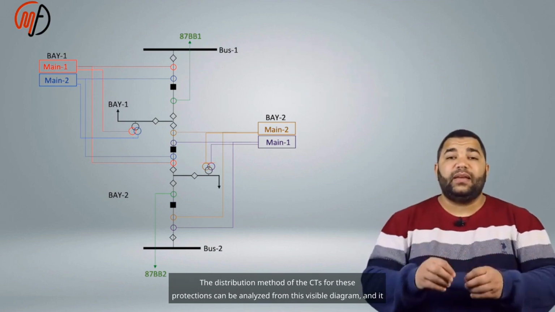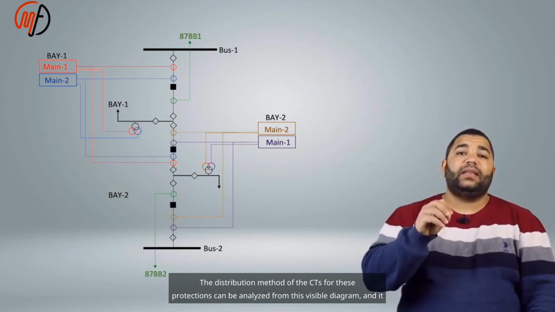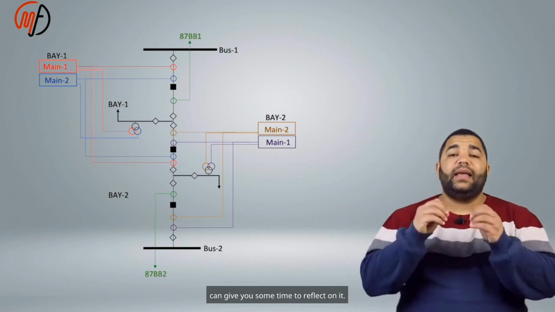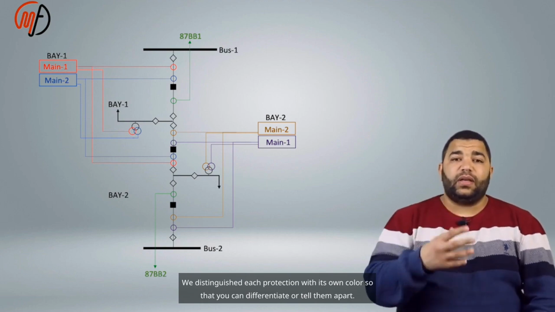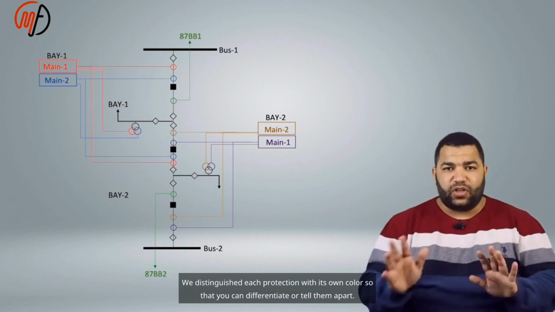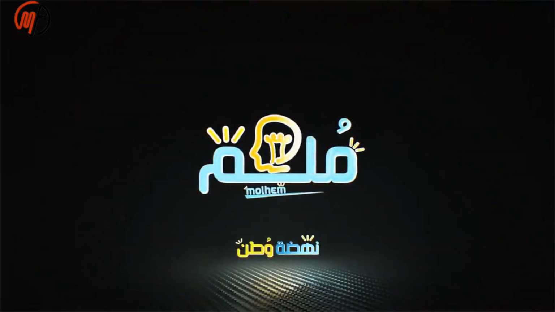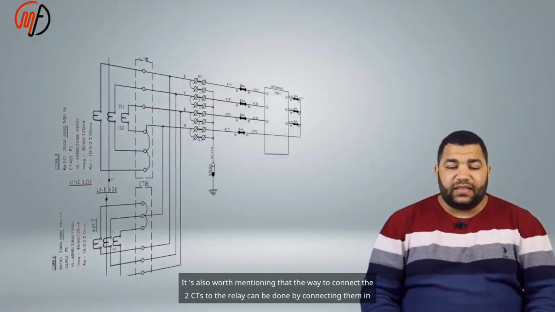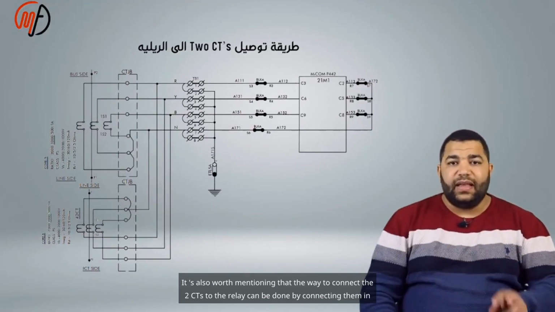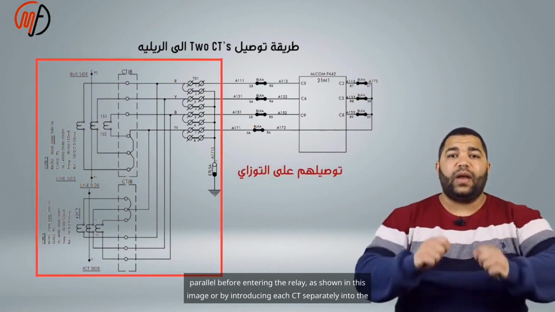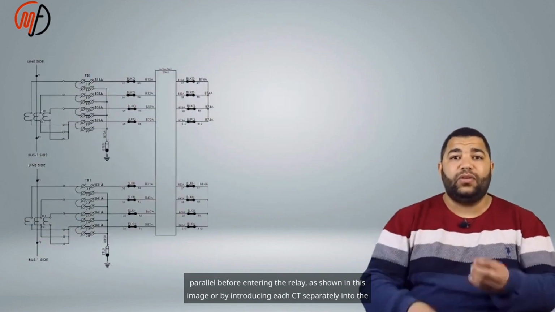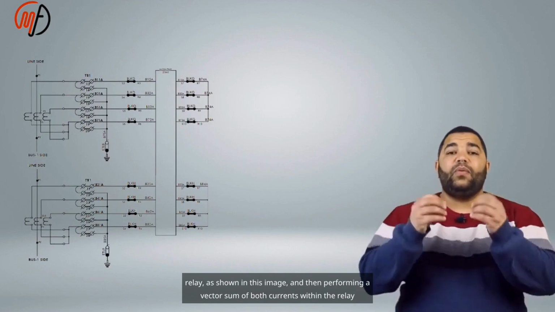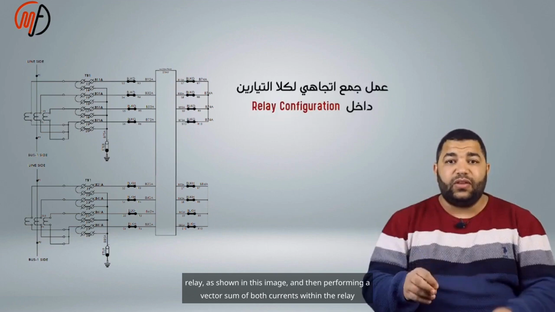The distribution method of the CTs for these protections can be analyzed from this visible diagram, and it can give you some time to reflect on it. We distinguished each protection with its own color so that you can tell them apart. It's also worth mentioning that the 2 CTs can be connected to the relay in parallel before entering the relay, as shown in this image, or by introducing each CT separately into the relay, as shown in this image, and then performing a vector sum of both currents within the relay configuration.